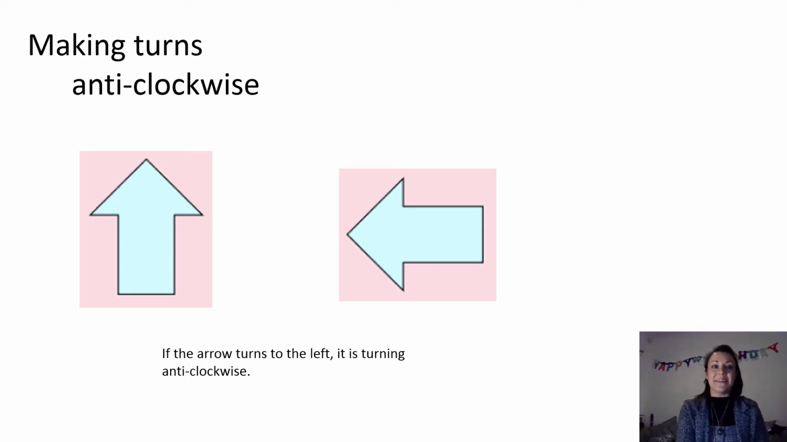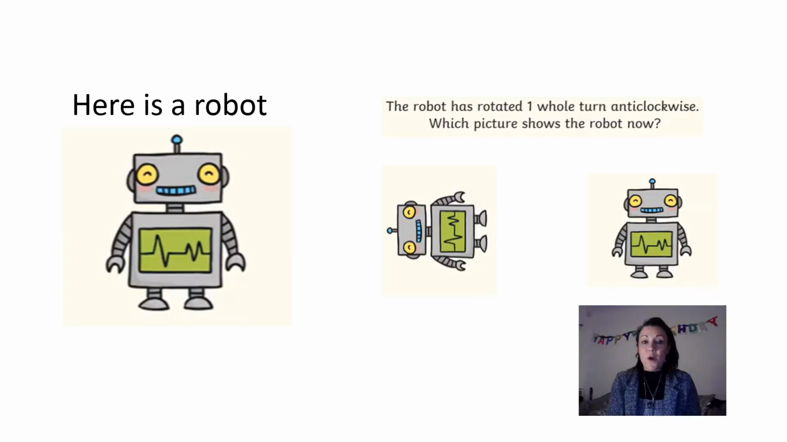Well done, Year 1. Here is a robot, Year 1. The robot has been rotated one whole turn anti-clockwise. But which picture shows the robot now? Pause the video and discuss with your adult which robot you think it is and why. Well done, Year 1. It's the robot above me, on the right.